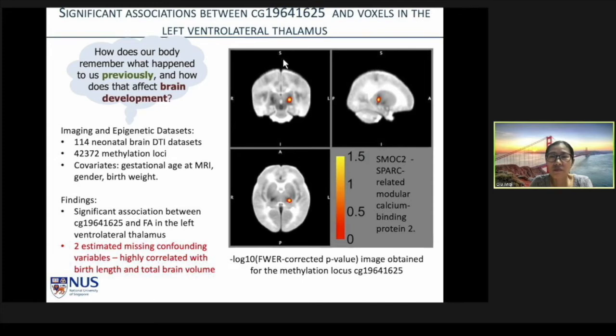So in our study design, we never thought that birth length and total brain volume could influence the association between the epigenetic markers and the neonatal diffusion measures. This points out the importance of estimating these missing covariates, so that we are able to increase the statistical power in the association study between the epigenetic markers and the brain imaging data.